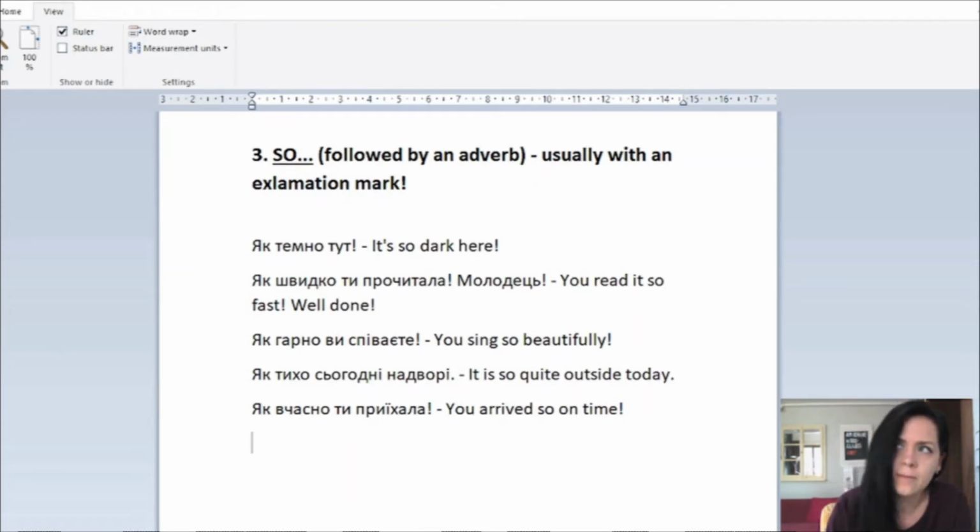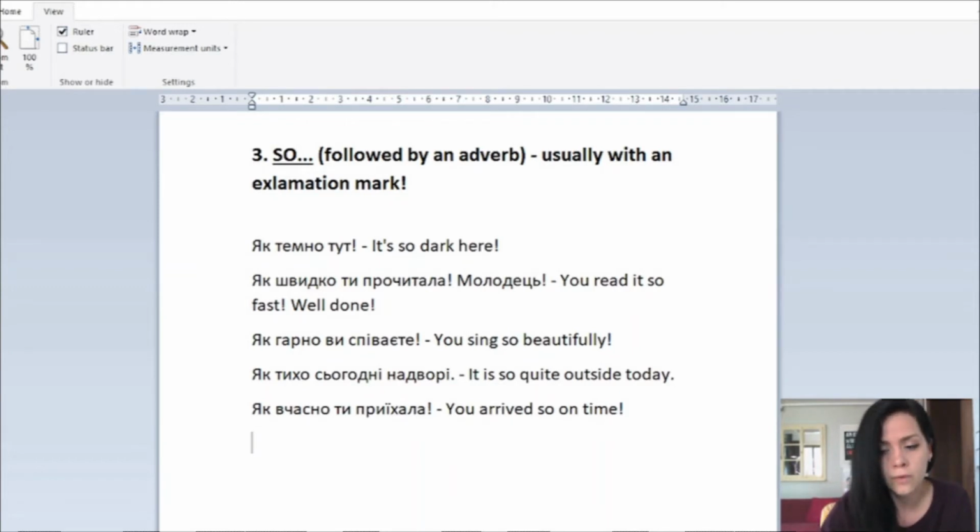Again, a feminine form of the verb. The masculine would be приїхав, як вчасно ти приїхав, okay? Як вчасно ти приїхала means you arrived so on time. So another couple of minutes and that would be too late. So I'm super happy about you being on time. Як вчасно ти приїхала. Okay?